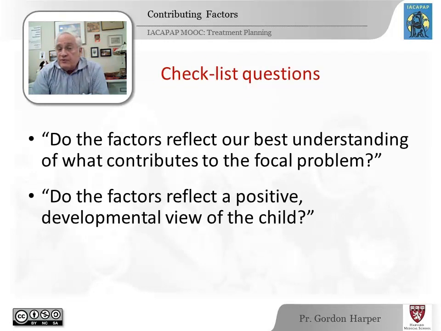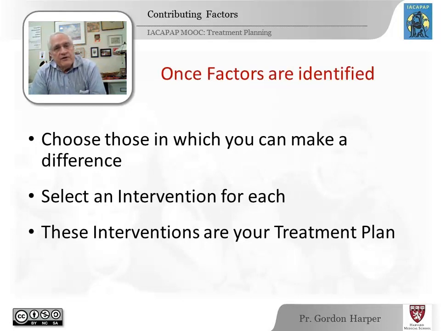In any factor list, we should ask questions like these. Do these factors reflect our best understanding of what contributes to the focal problem? And do they reflect a positive developmental view of the child? Once the factors are identified, we choose those in which we can make a difference. We choose an intervention corresponding to each. These interventions are the treatment plan.